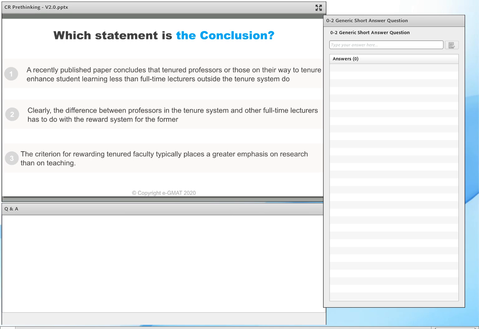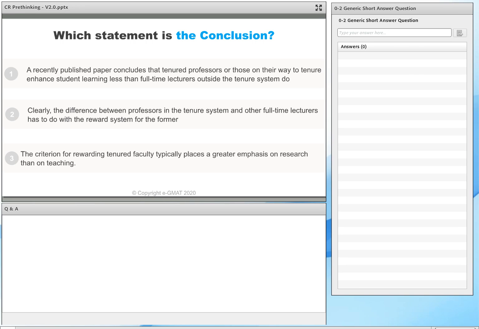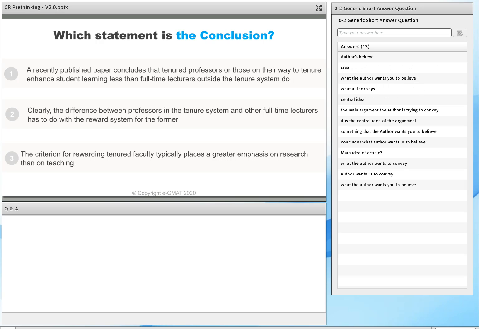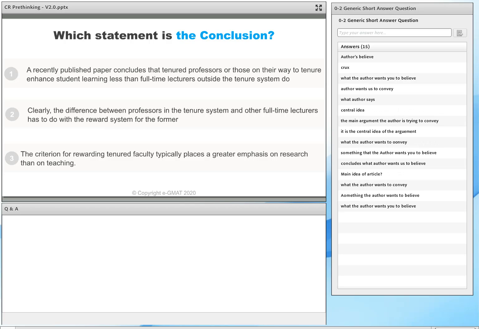And everyone else can write it down as well. What is the definition of the main conclusion? Now, what is the definition? What is it that the author wants you to believe? What is the author trying to convey, or what does the author want you to believe? Or what does the author want to prove? All of these are valid statements. What does the author want to prove?